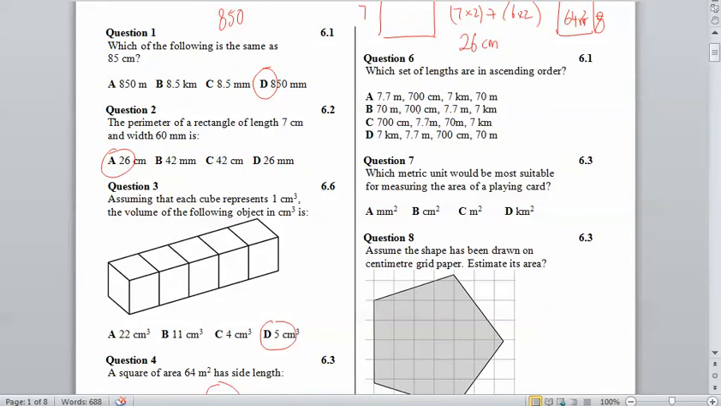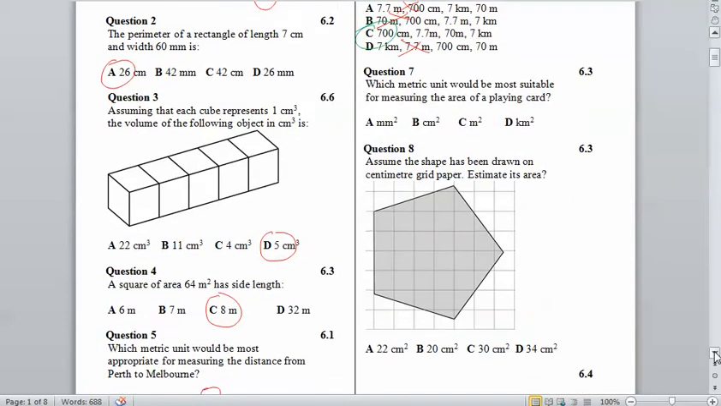Ascending order. Well, 700 centimetres is 70 metres. No, it's not. 7 metres. Thank you. So 7 metres and then 70 metres. Well, that's clearly not, because ascending order we're going from smallest to largest. Well, 7 kilometres is clearly bigger than those, so that's quite clearly wrong. 7.7 metres to 7 metres is wrong, so I guess the answer is C. So our answer is C.